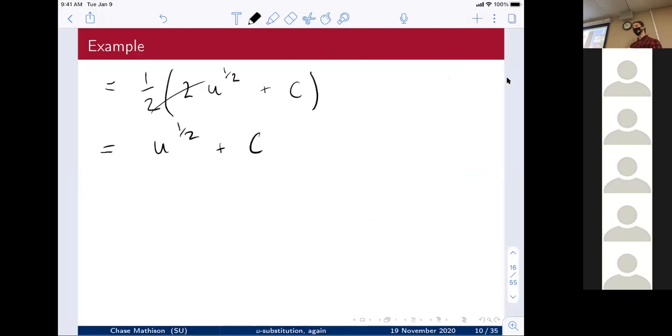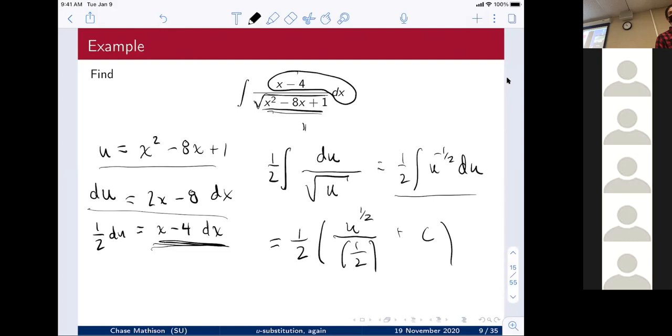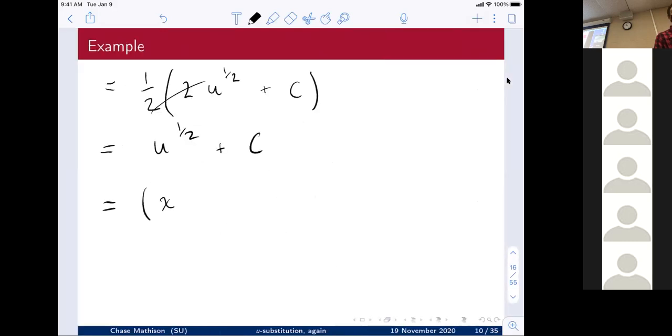But then when we give our answer, I need to give it in terms of the variable we were given. So we were given the question in terms of x. So I need to report my answer back in terms of x. Because again, if someone asks me something in English, I should answer them probably in English, right? So u is x squared minus 8x plus 1. So I replace u back. It's x squared minus 8x plus 1 to the 1/2 plus c.